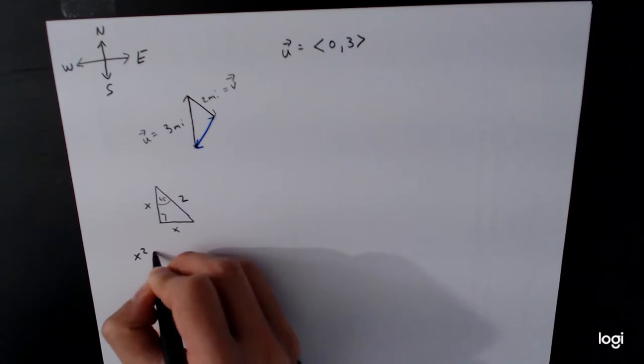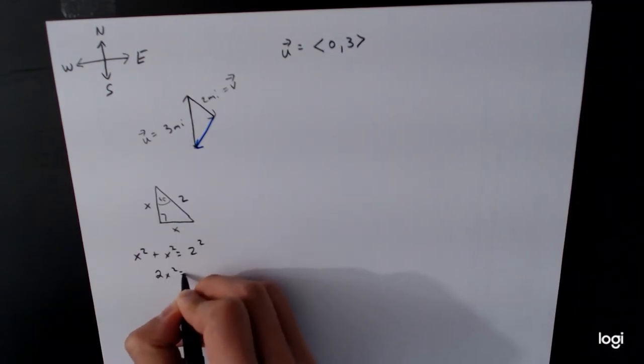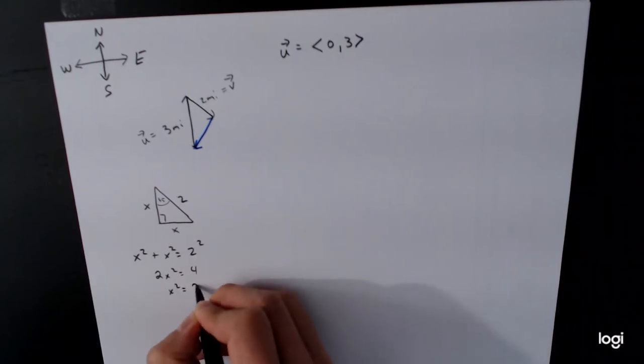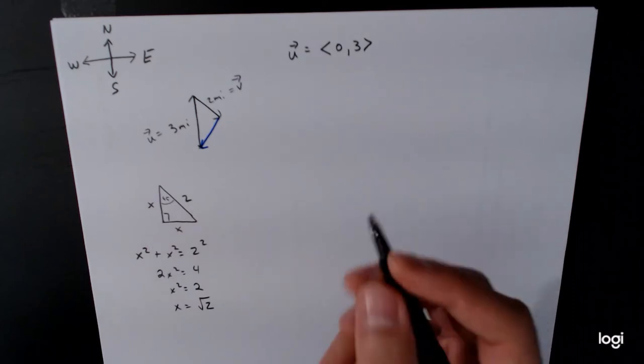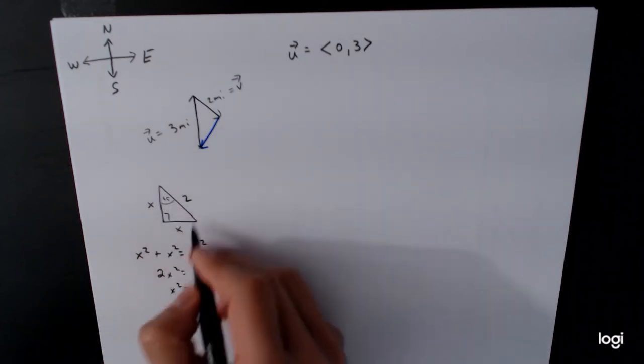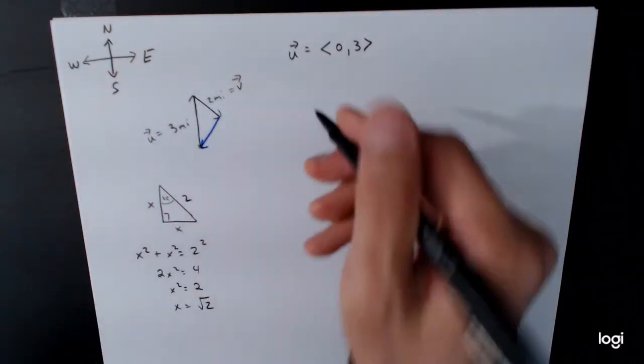So x squared plus x squared is equal to 2 squared. So 2x squared is equal to 4. x squared is equal to 2. So x is equal to the square root of 2. But we don't need to worry about plus or minus because these are actual lengths, as I've drawn it. We just need to make sure we use the signs when we are indicating that we're going right and down.